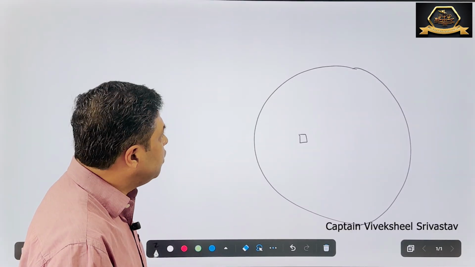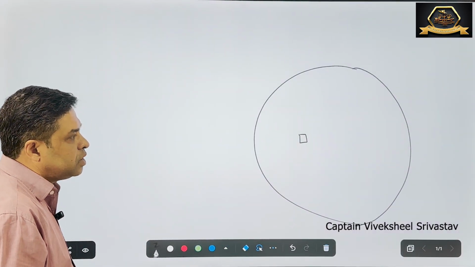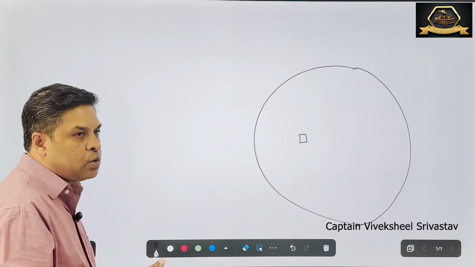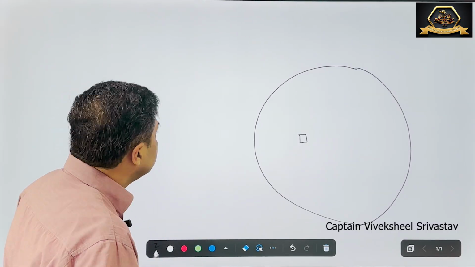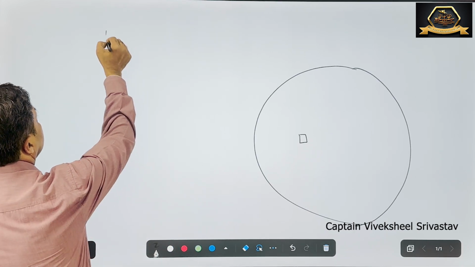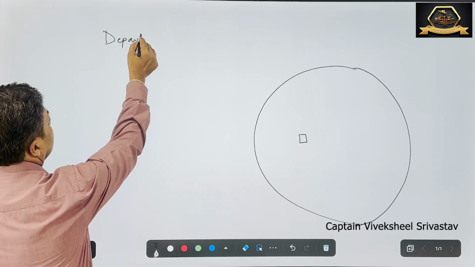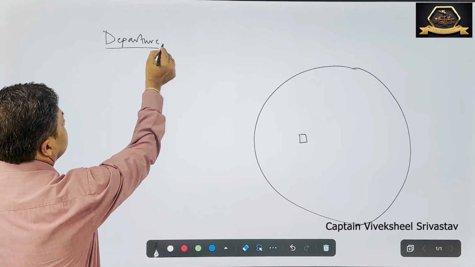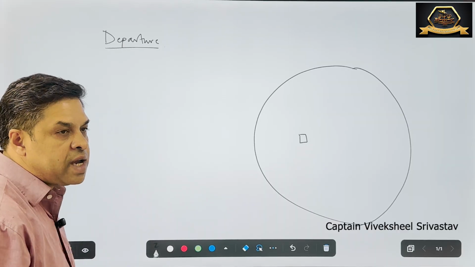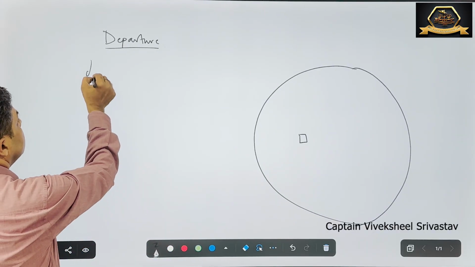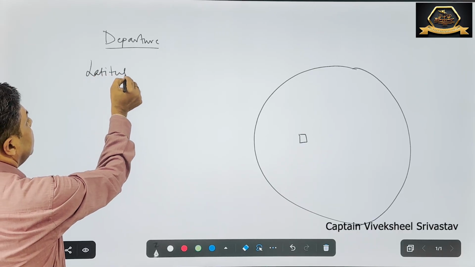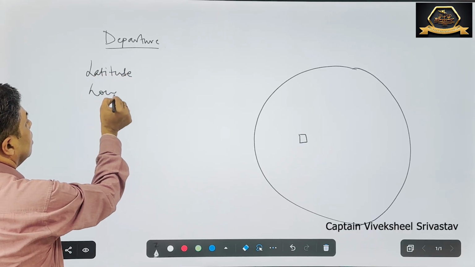Now before we go about talking about how to transfer and how to develop your charts, there is something called departure, right? That we have to understand. Now I will assume that all of you are aware of the coordinates of position fixing, that is latitude and longitude.